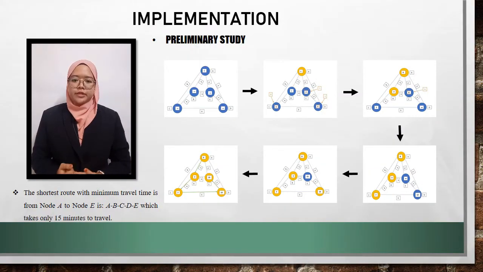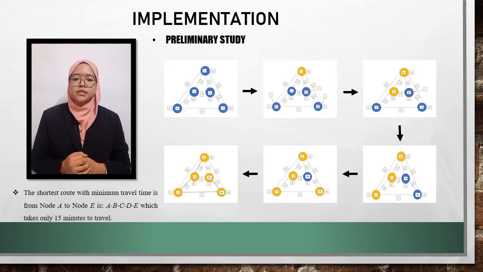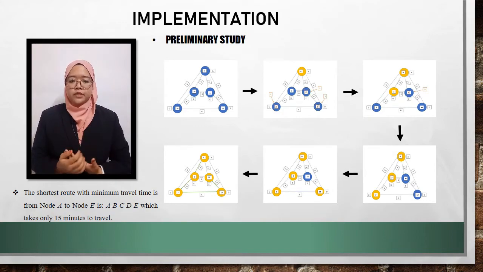Implementation for the preliminary study. In this study, we did a preliminary study in order to understand more about Dijkstra's algorithm. We selected a small area in Seremban 3 residential area, Negeri Sembilan, to test the process of Dijkstra's algorithm. The calculation is performed manually. It involves 5 nodes as shown in the diagram, and the travel time is in minutes. However, manual calculation is time-consuming and may lead to errors because the actual data is big.